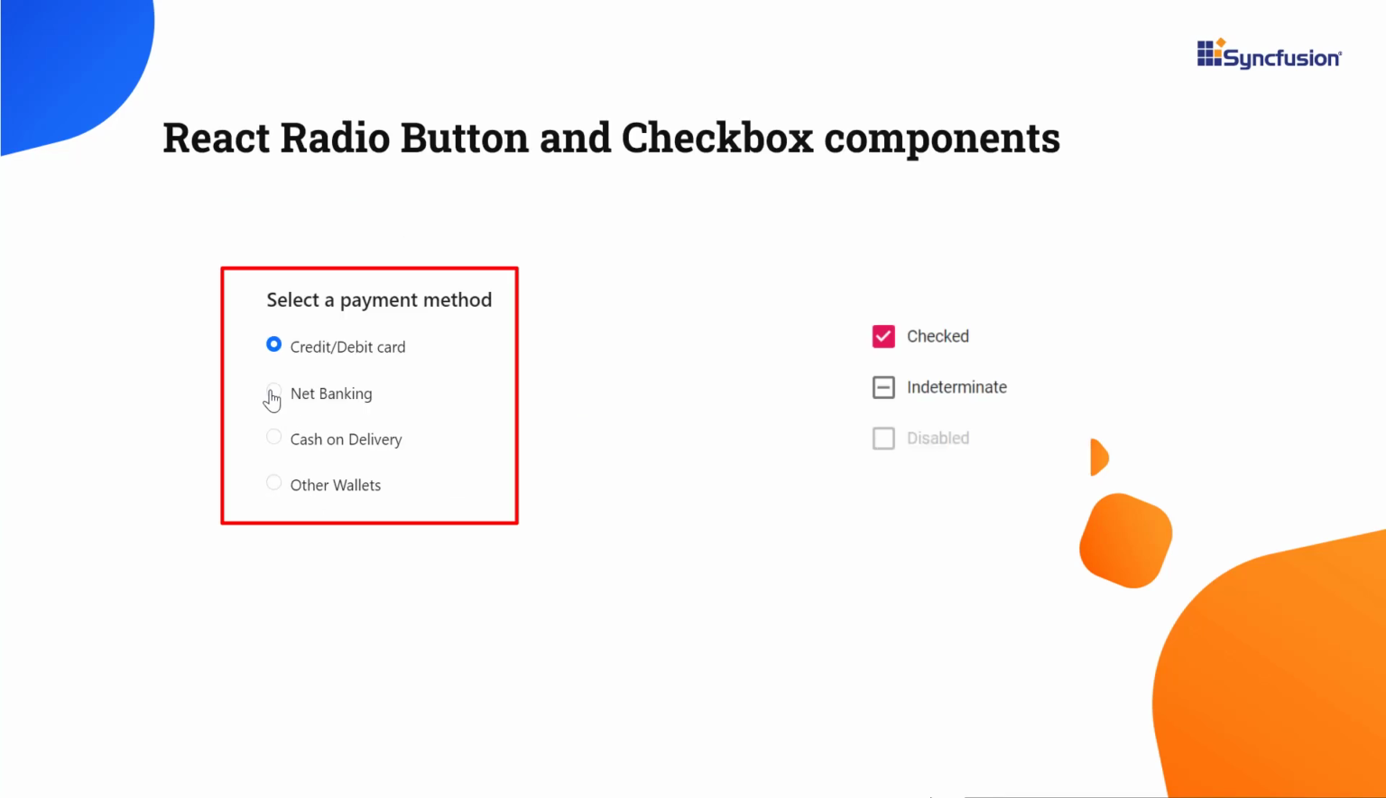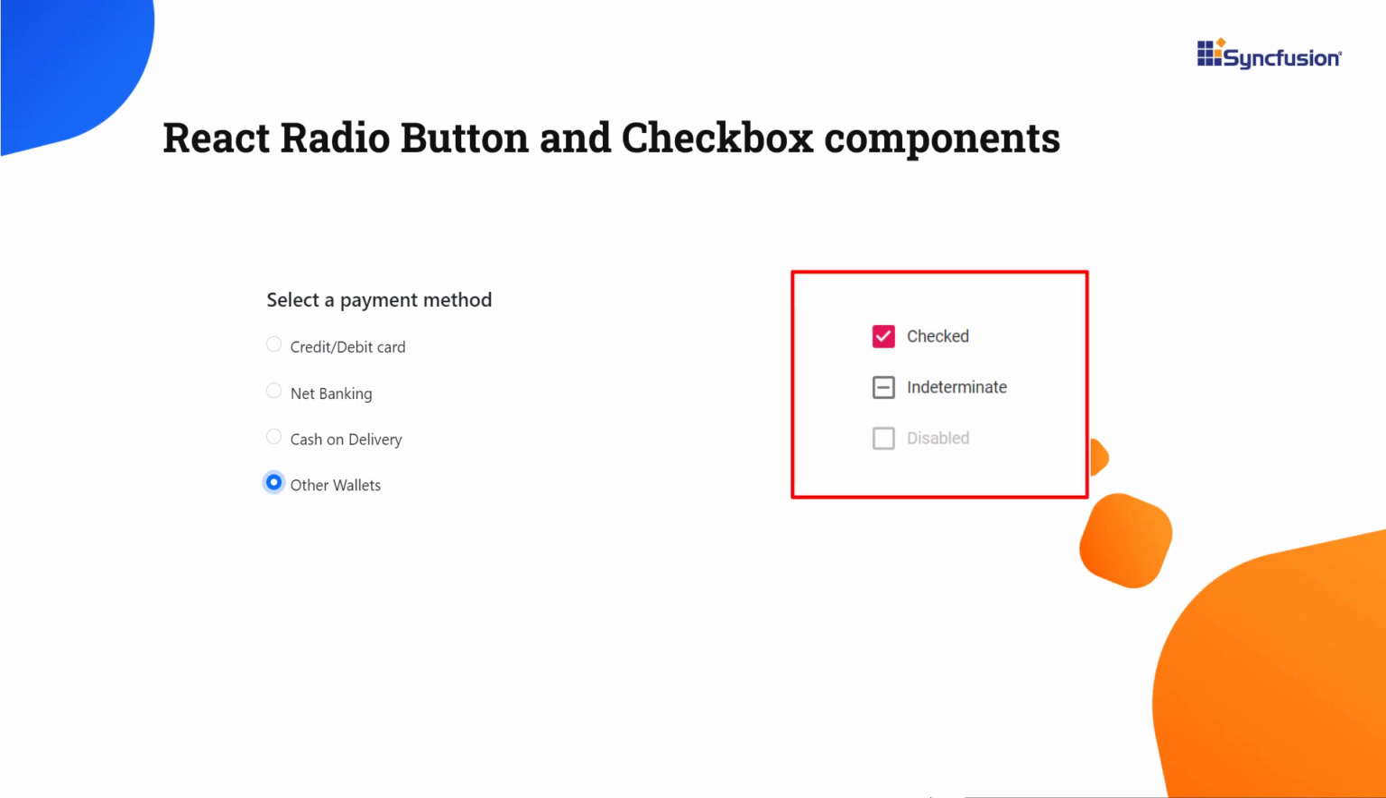Syncfusion React Radio buttons provide users with a group of options from which they can choose only one. In contrast, Syncfusion React checkboxes let users select multiple options. Each checkbox supports 3 states: checked, unchecked, and indeterminate.